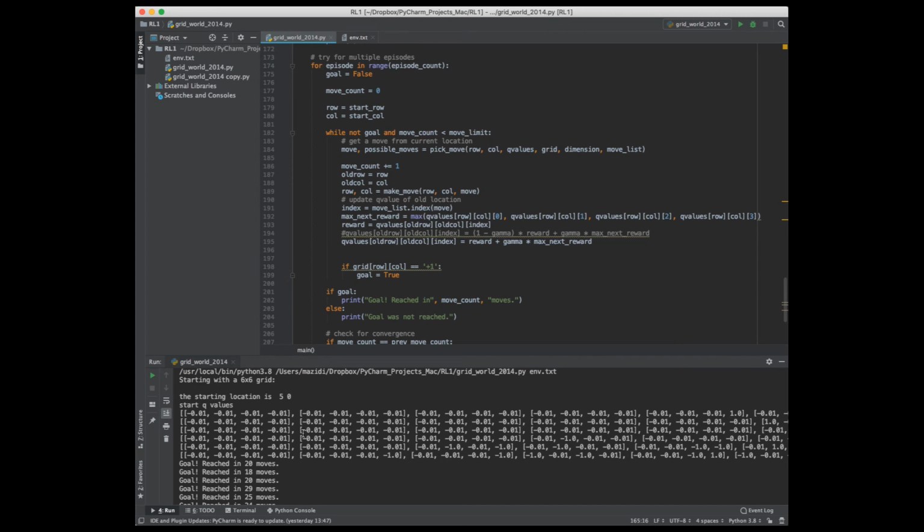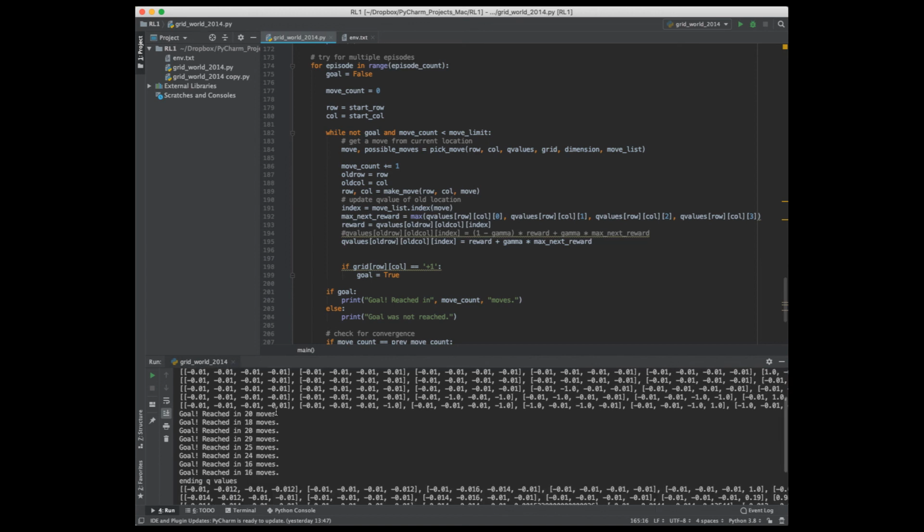And we see in the run down here that these are our starting Q values. You can see that most are -0.01. Some are -1, and there's a couple that are +1. We ran through a few learning episodes, and it learned in as many as 29 moves, as few as 16 moves. So it kind of converged here and found an optimal path.